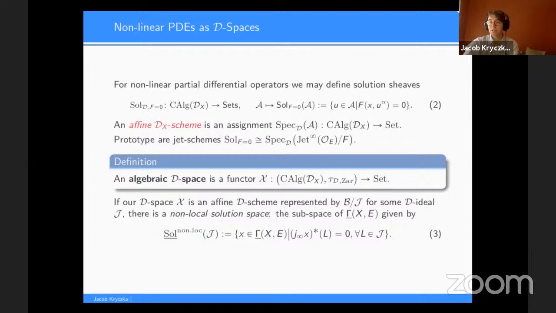These are suitable functors satisfying a good notion of sheaf condition with respect to some topology on the site, the category of commutative D algebras. So when our D space is affine, so it's in particular cut out by a D ideal, a system of PDEs in a D algebra, we can associate also another functor of points called the non-local solution space. And this is no longer a sheaf on the commutative D algebra site, but on Legos.